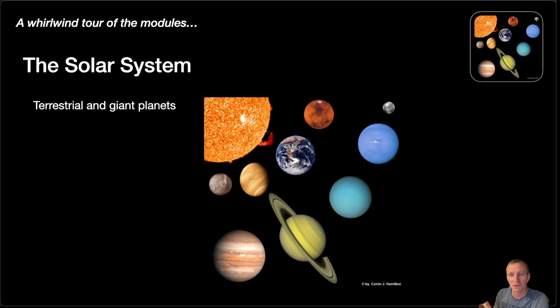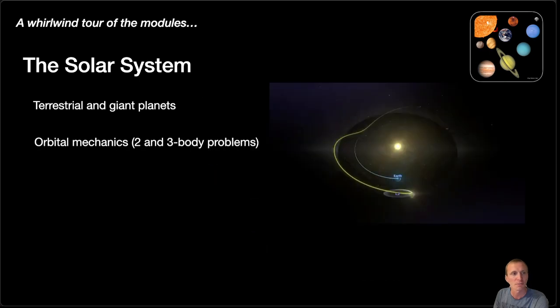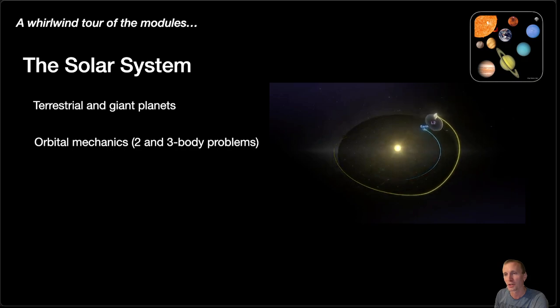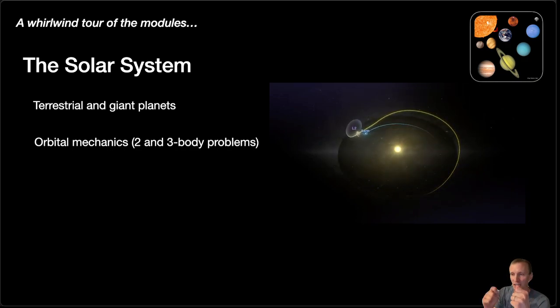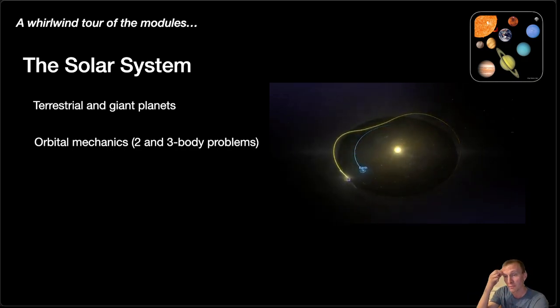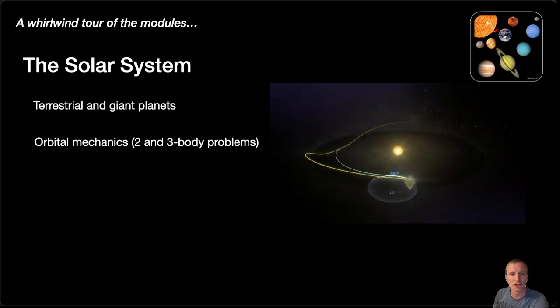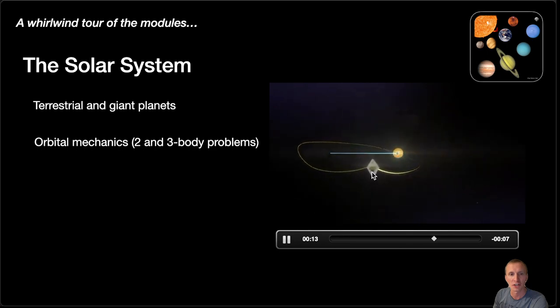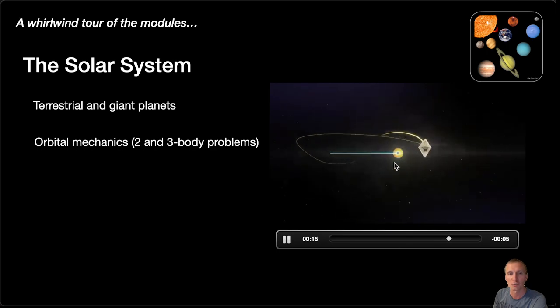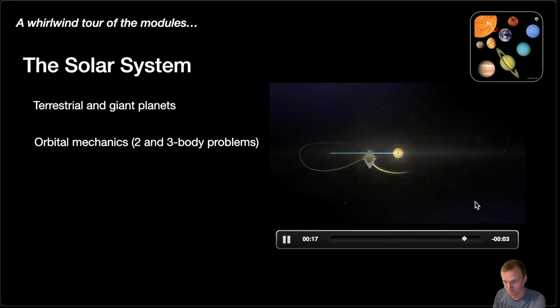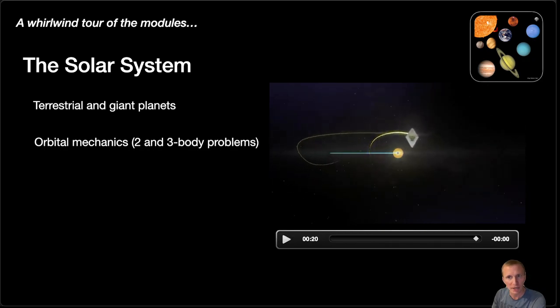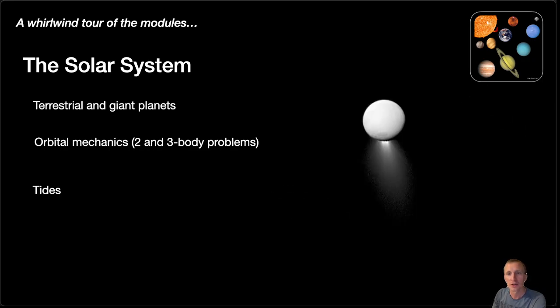The solar system, we're almost there now in our whirlwind tour. We'll obviously look at things like the terrestrial and the giant planets of the solar system. Orbital mechanics of 2 and 3 body problems. So 2 body problem is an object and something else orbiting around it. 3 body is, well, when there's 3 bodies. So this is an animation showing the orbit of the James Webb Space Telescope around the L2 point and the Earth and the Sun. So that will make a lot more sense following this module.